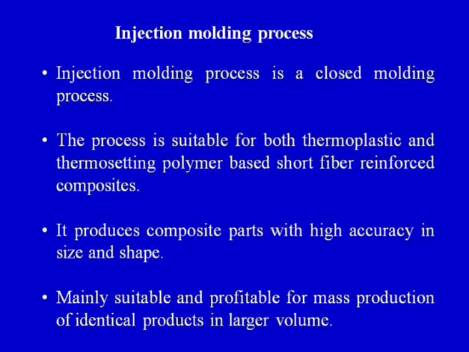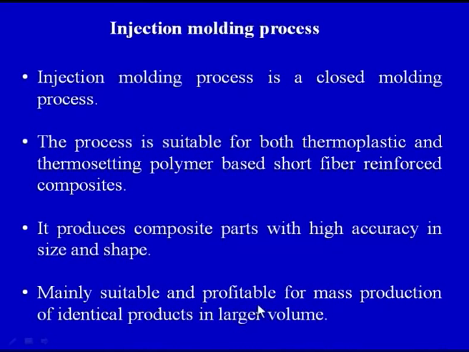It produces composite parts with high accuracy in shape and size. So the accuracy that we achieve in the injection molding process is comparatively good, and the dimensional accuracy is also good. So we get a very dimensionally accurate and very high quality product in injection molding. It is mainly suitable and profitable for mass production of identical products in larger volume. So the same type of product.